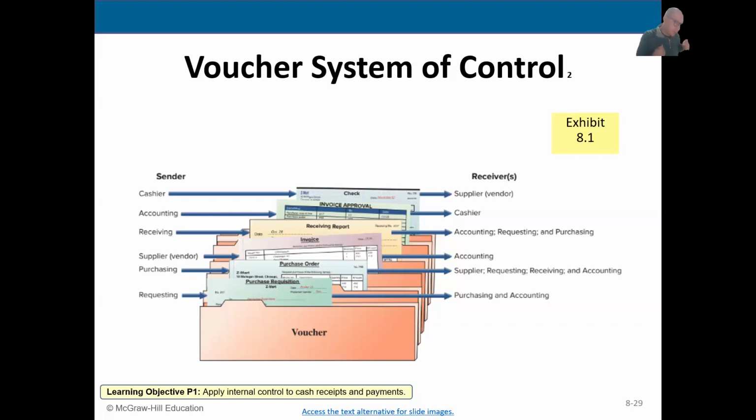Then I would take the check and bring it to the controller, or the general manager. They both would sign the check, and then I would take that check, put it in the mail, and send it off to the vendor. But that was the process. That's the voucher system process. You see the paper trail involved here. So that's the idea behind a voucher system.